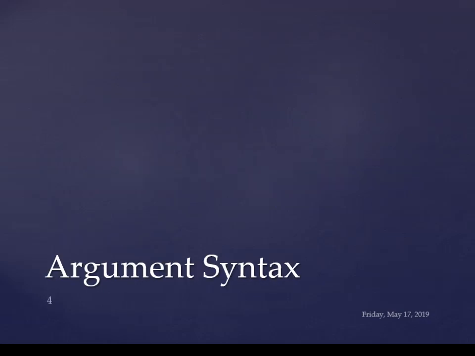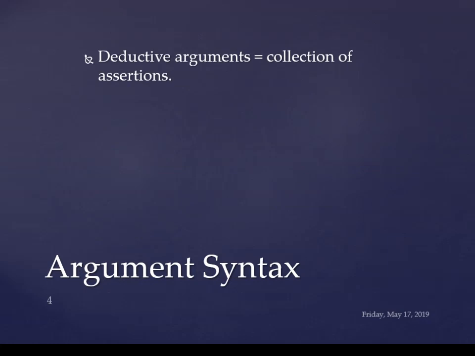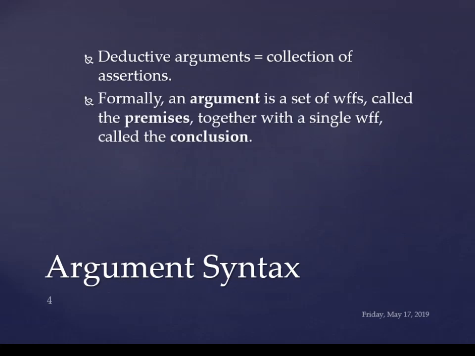One of the things that I need you to understand about the syntax of our arguments in this class is that we have basically a collection of assertions, all right? Some of those assertions are called the premises. You might have just one premise, you might have two, you might have more. It doesn't really matter. And then you have those together relating to a single formula called the conclusion.